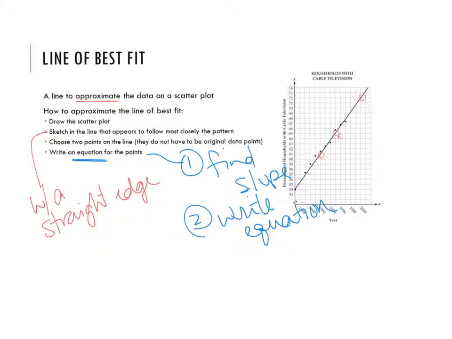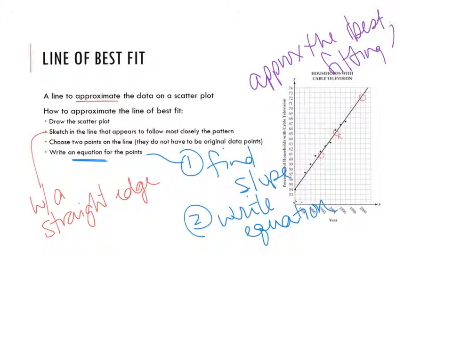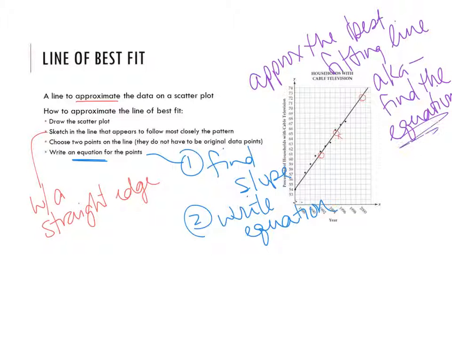I'll give you a heads up on some directions. In 2.5, if the directions say approximate the best fitting line, that also means find the equation of the line. Don't just draw in the line, you need to write the equation of the line. We will do this in class.